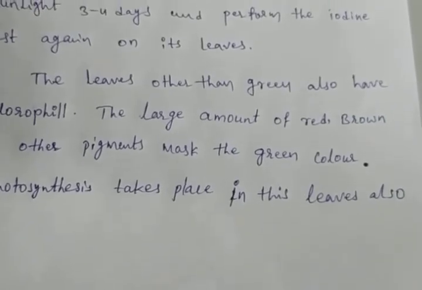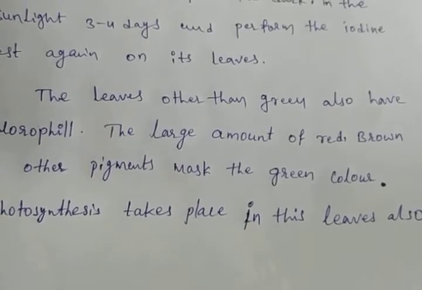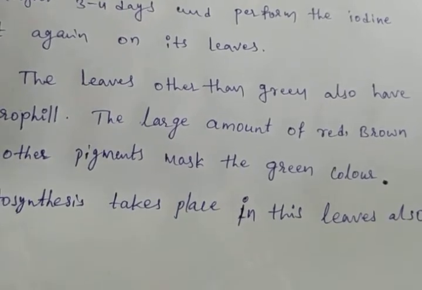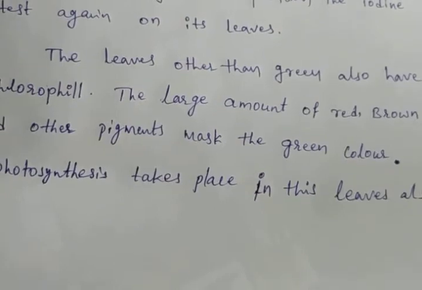Okay, I will send the diagram. Leaves of various colors. Not only green color, there are leaves of different colors also. The large amount of red, brown and other pigments mask the green color. In these leaves also photosynthesis takes place.